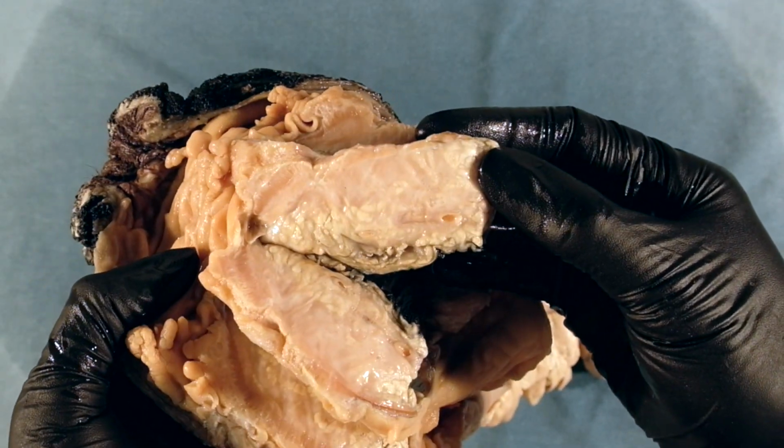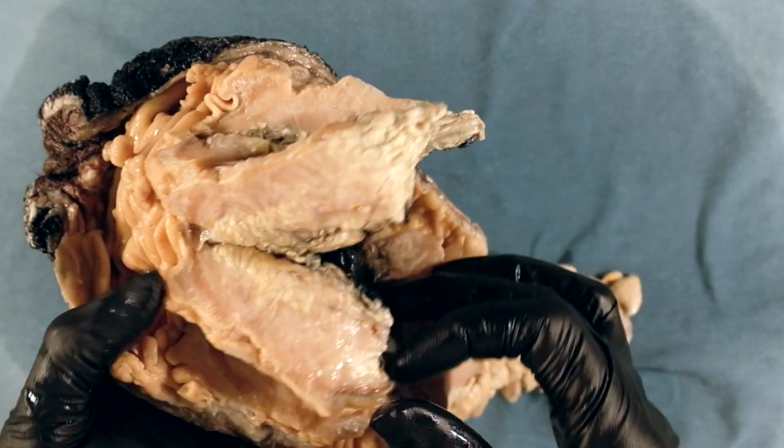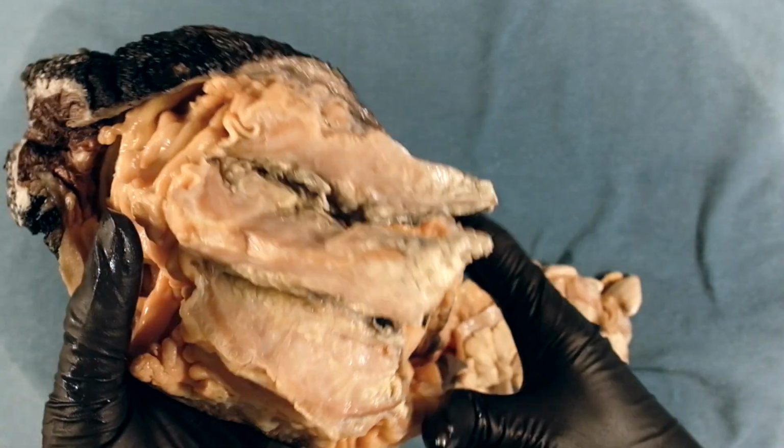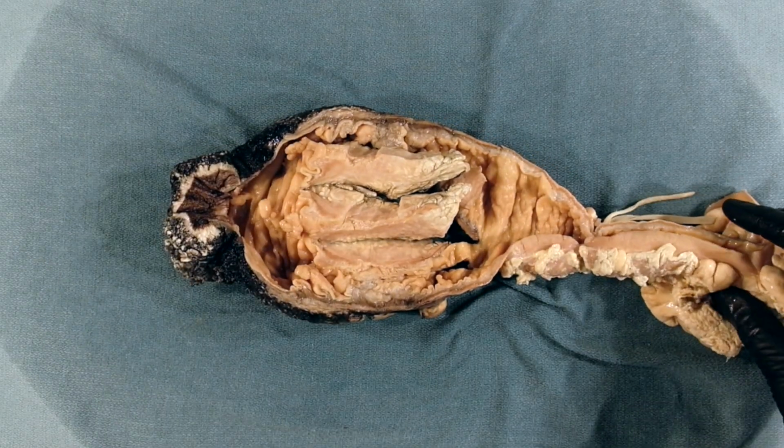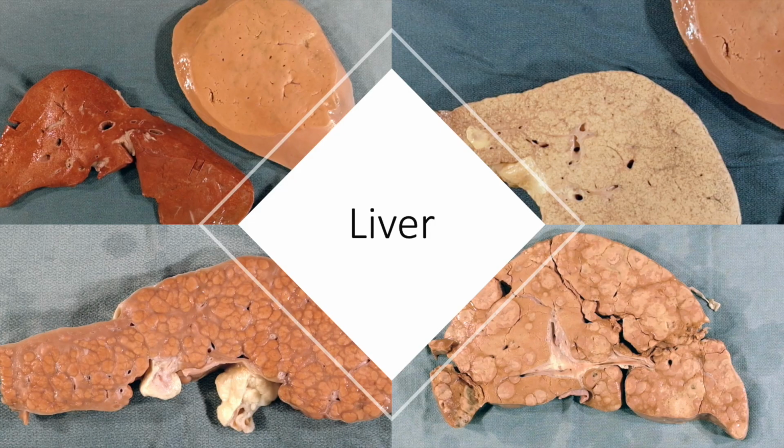Of note, this specimen is black on the outside because it was inked, so that on histology the margins of the surgical resection could be evaluated in relation to the carcinoma. Next, we'll look at sections of liver, including benign and neoplastic processes.